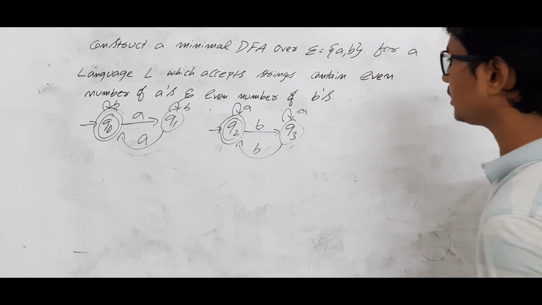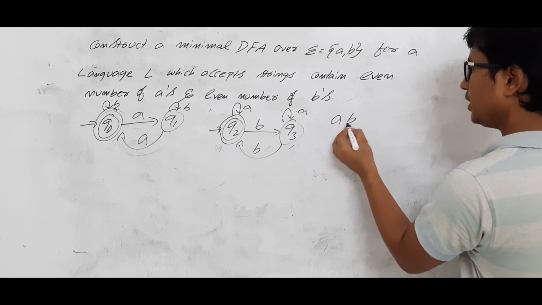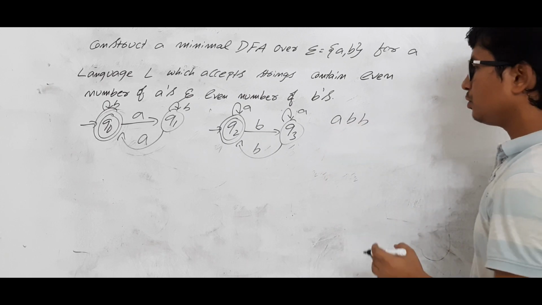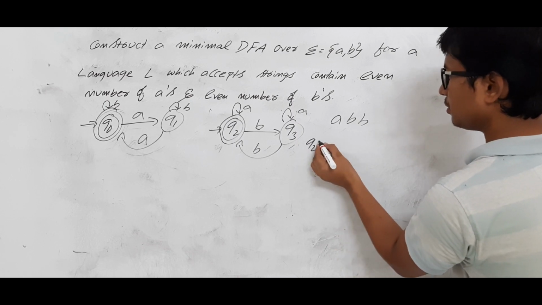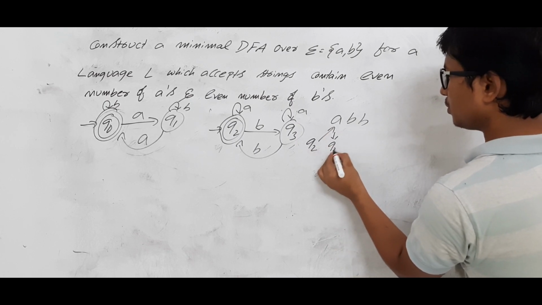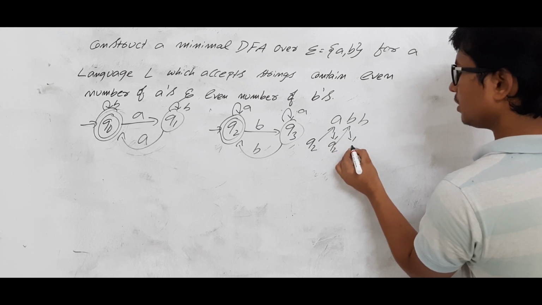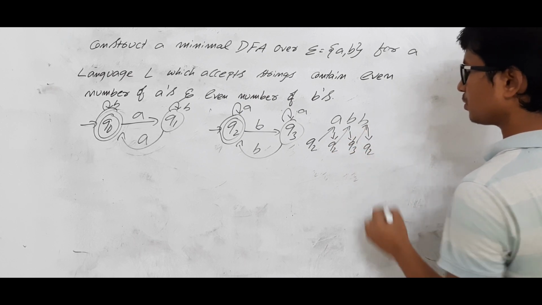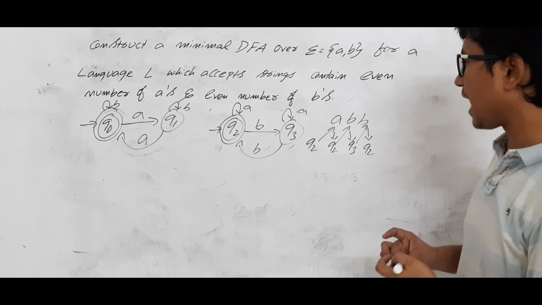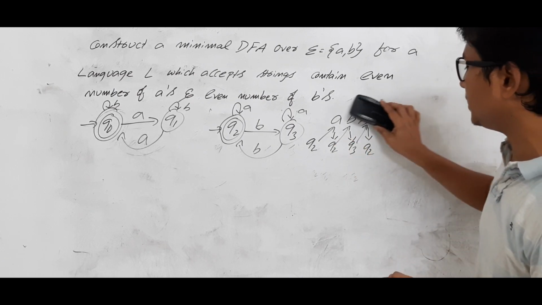If you want to check, you can check it. A, B, B. Okay, 2, an even number of B's are there. Whether it is accepting or not: from Q2 on A, you will go to Q2. Q2 on B, you will go to Q3. Q3 on B, you will go to Q2, which is a final state. So it is accepting the even number of B's.